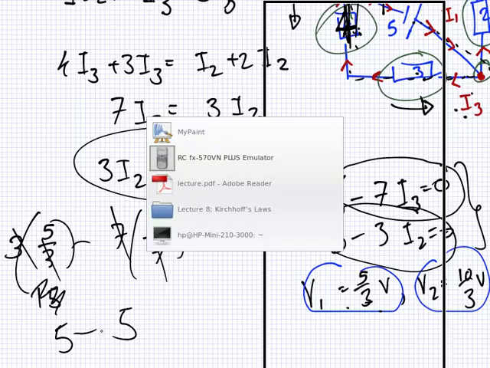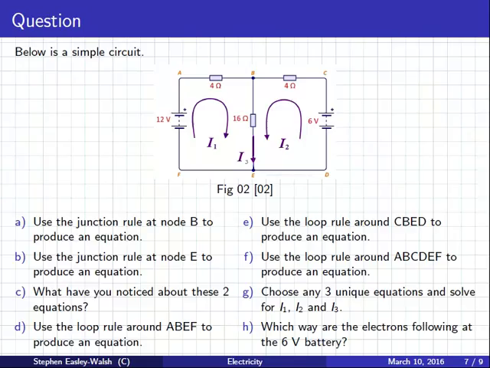Let me just put a question up here. So, here's one for you to try. I'd like you to try to make the equations at A and B. You don't need to solve them. Just form the equations, okay?